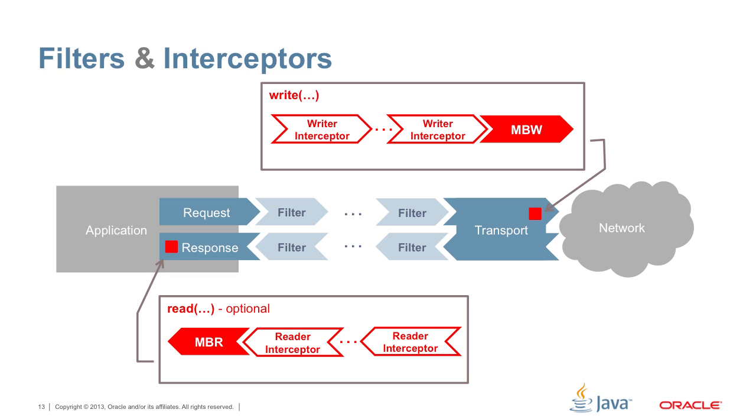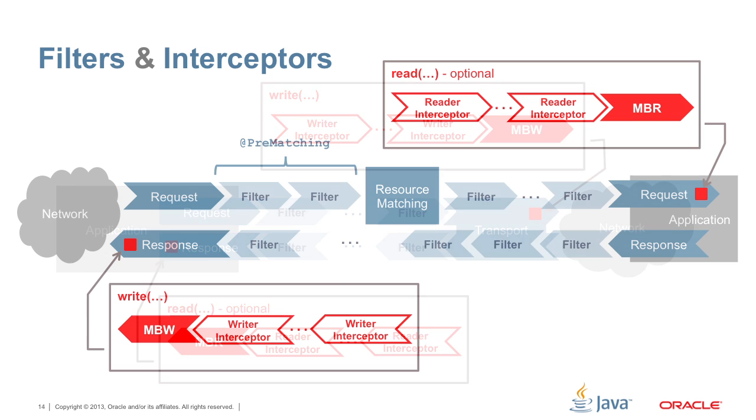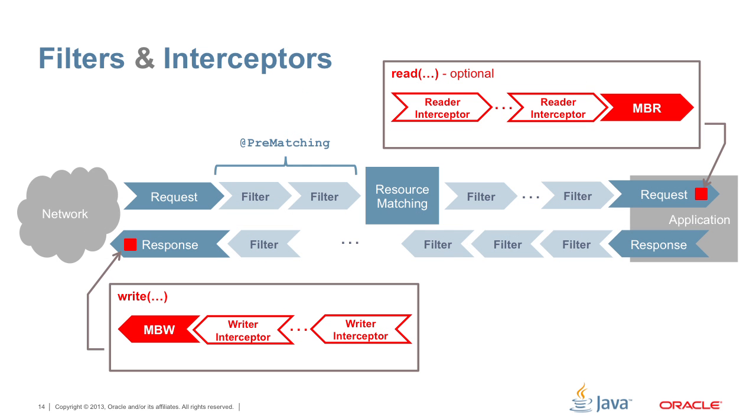The same happens in reverse when we get a response back from the server. Before we deliver that response to the application, we have to filter that through the filter chain and then pass the filtered response to the application. Now, it's not always the case that the application is going to read the entity in the response. If it does, then we have to go through the reader-interceptor chain before we get all the way to the message body reader.